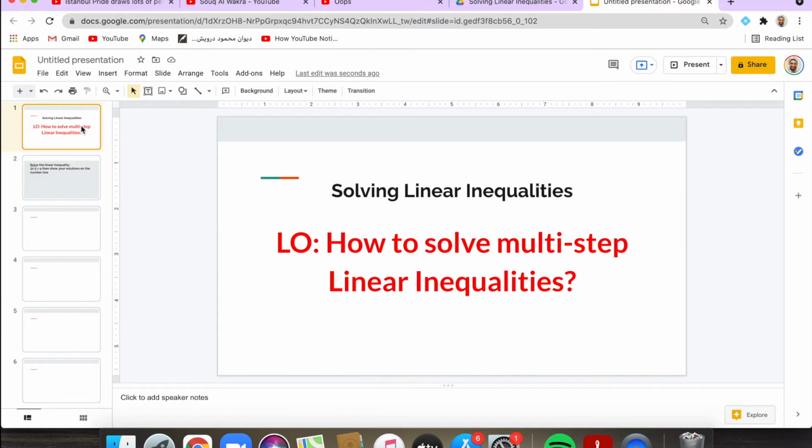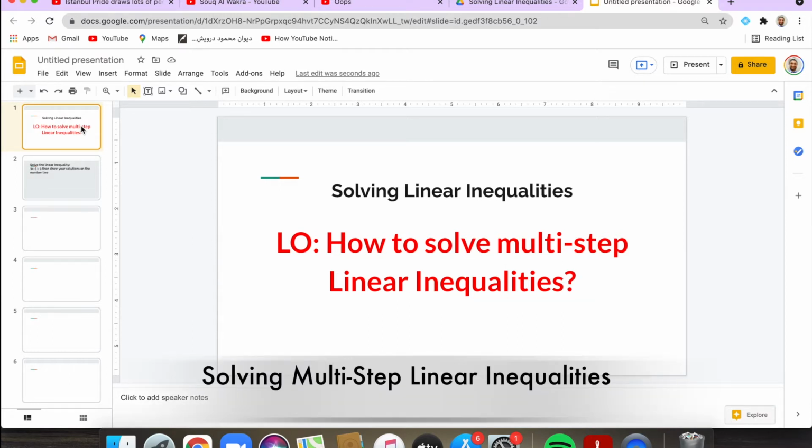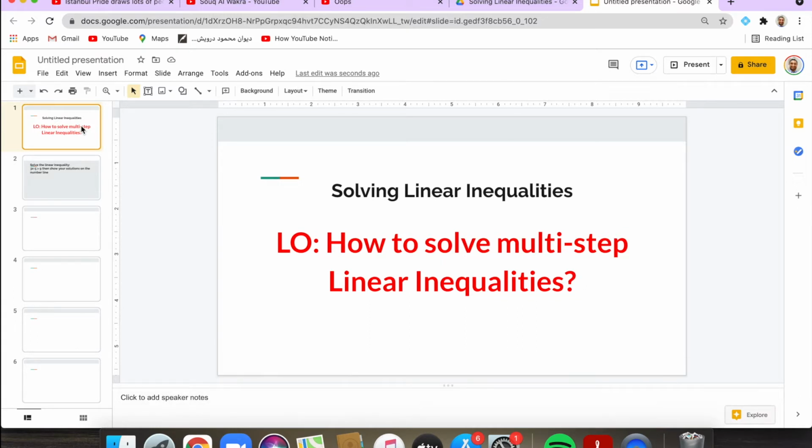And remember one thing, if you multiply or divide both sides of a linear inequality by a negative number, you have to flip the direction. So if it was greater than, it will be less than. If it was less than, it will turn to greater than. If it was greater or equal to, it will be less or equal to, and if it was less or equal to, it will be greater or equal to.